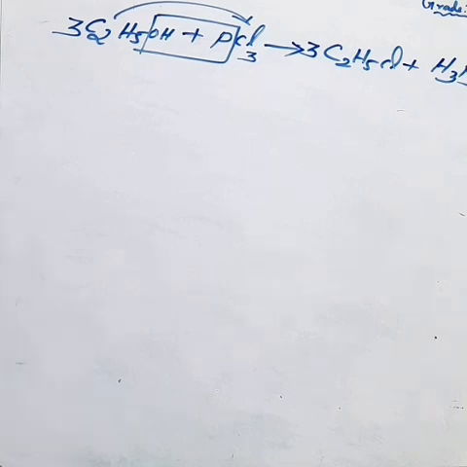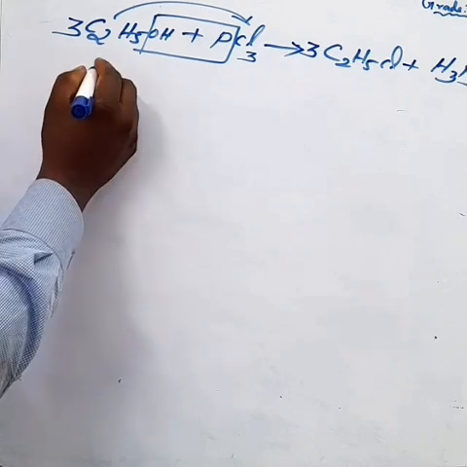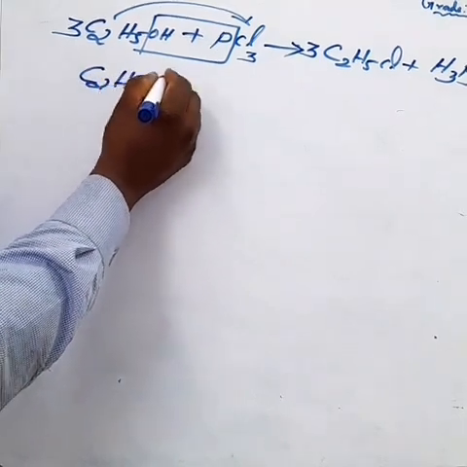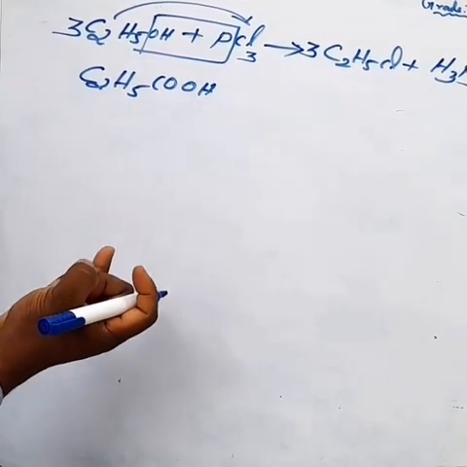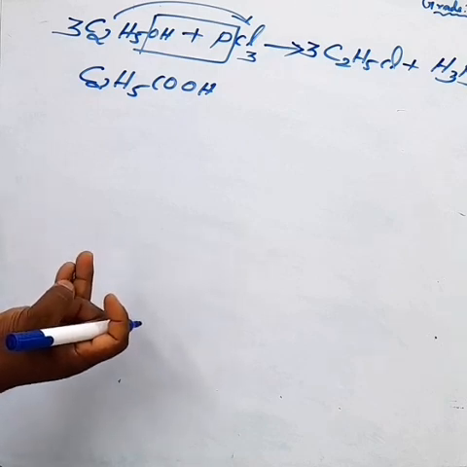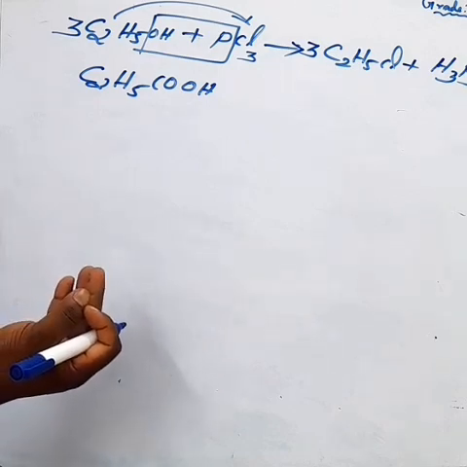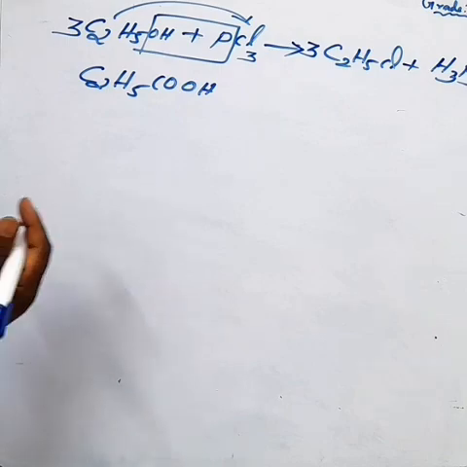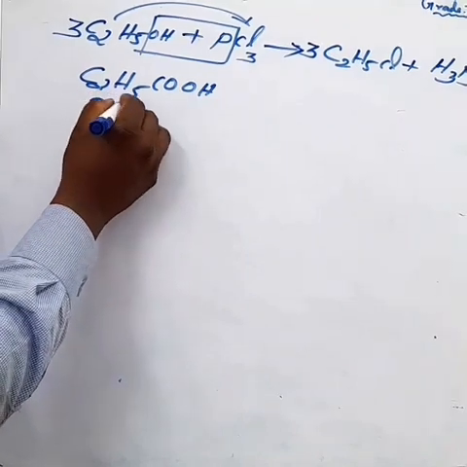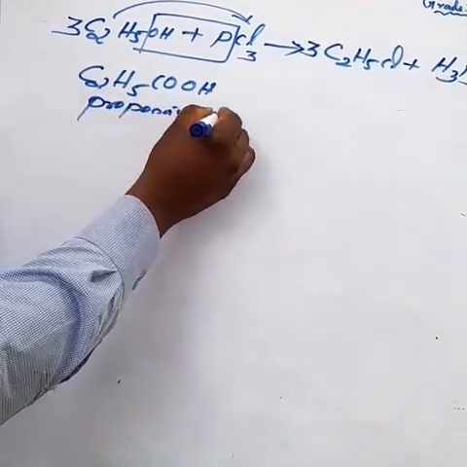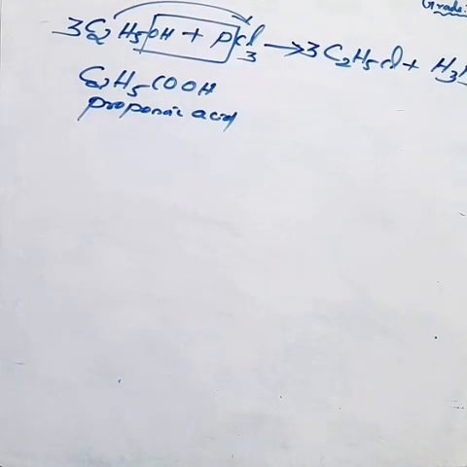Next one. One of the carboxylic acids I am taking. Carboxylic acid, all of you know that one: HCOOH, CH3COOH, C2H5COOH, am I right? Methanoic acid, ethanoic acid, propanoic acid. What is the formula of propanoic acid? C2H5COOH, propanoic acid. This one reacts with the PCl3.